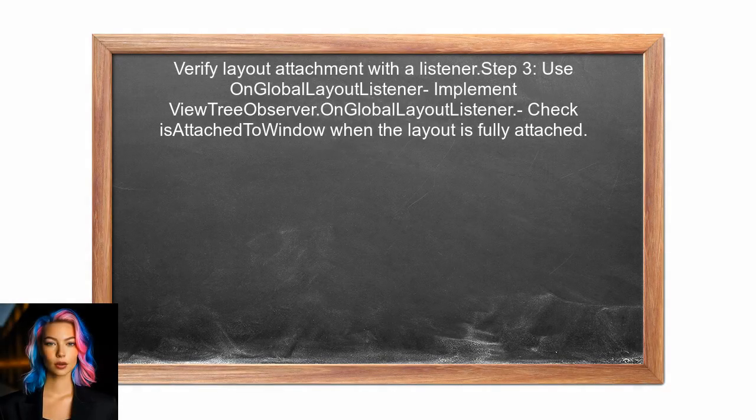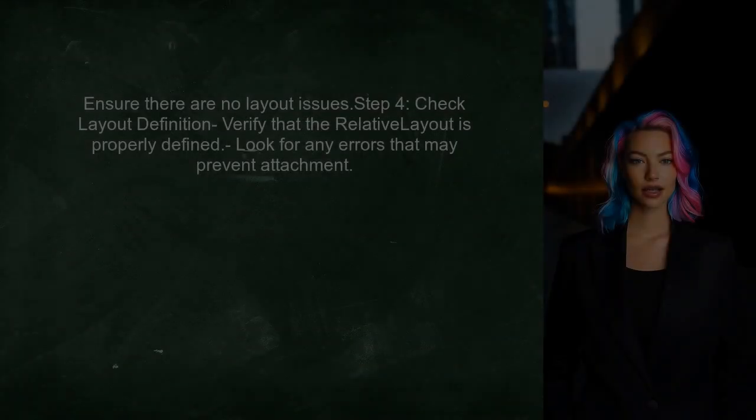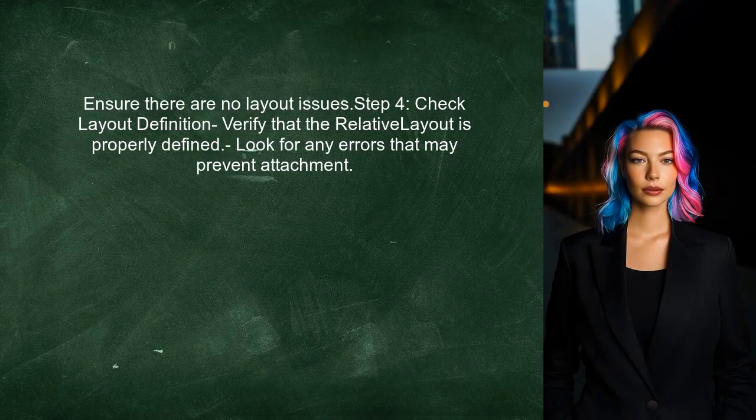To verify if the layout is attached, the user can use a listener. Specifically, the user can implement a viewTreeObserver.onGlobalLayoutListener to check when the layout is fully attached. Finally, the user should ensure that there are no issues with the layout itself. If the layout is not properly defined, or if there are errors, it may not attach correctly.